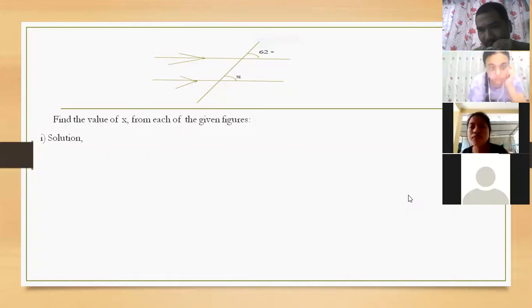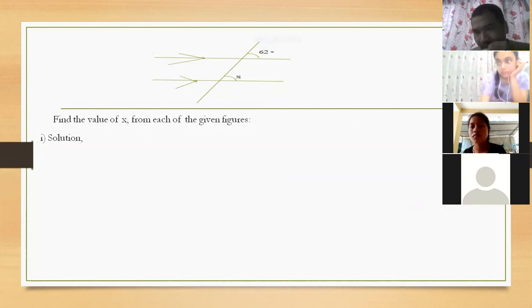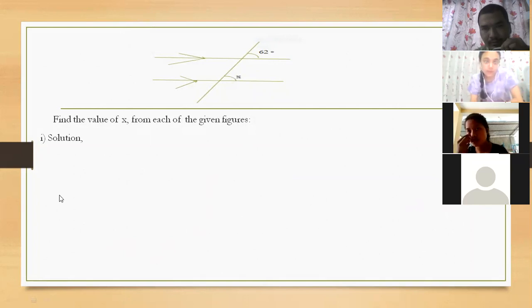Okay, I am asking Simran. Can you tell me what is the value of x? What is the value of x in this figure? The value of x is 62 degree. Yes. Can you tell me the reason?